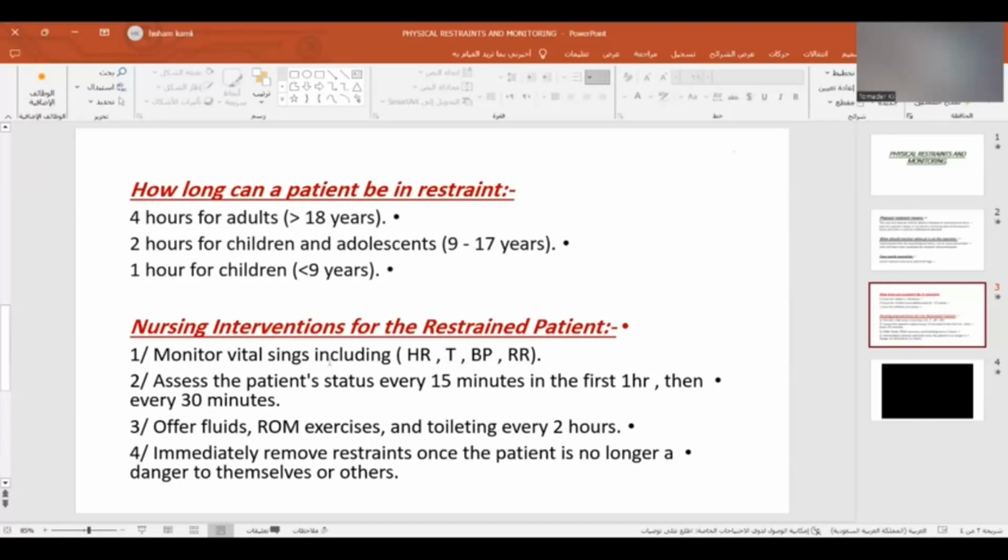Nursing interventions for the restrained patient: monitor vital signs including heart rate, temperature, blood pressure, and respiratory rate. Assess patient status every 15 minutes in the first hour, then every 30 minutes. Range of motion exercise and toileting every 2 hours. Immediately remove restraints when the patient is no longer a danger to themselves or others.